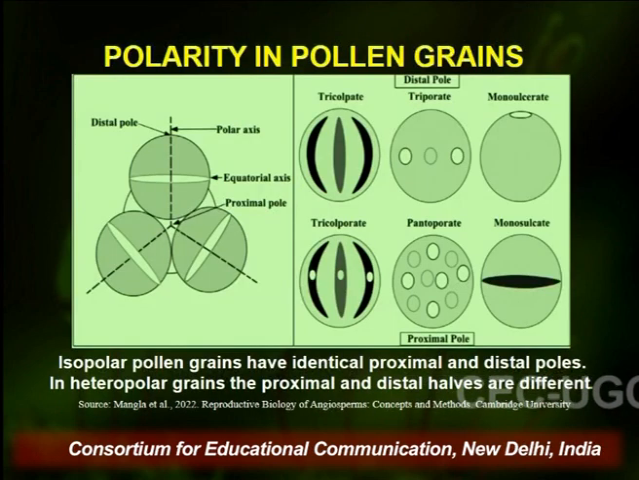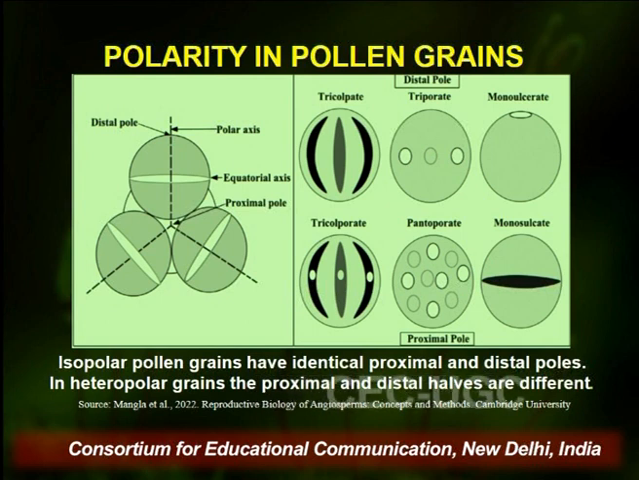Pollen grains, when they are liberated from the tetrad, are dispersed as single units, but before that, when they are in a tetrad, we can also know the polarity of the pollen grains. There are two poles in pollen grains, a proximal and a distal pole. It's just like we have two poles on the Earth's surface.